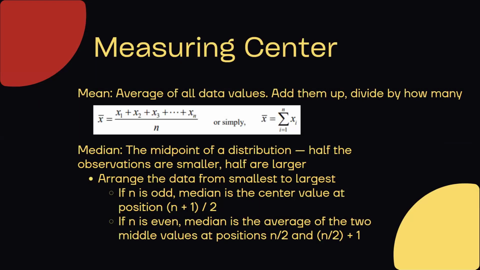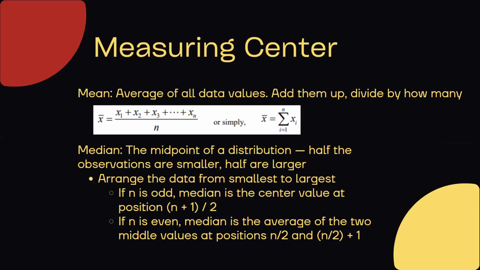Now, when we measure center, there are several different ways to do it depending on the kind of data that we have. The mean is the average of all data values. You just add those up and divide by how many. The median is the midpoint of a distribution. That is, half the observations are going to be smaller and half of them are going to be larger.